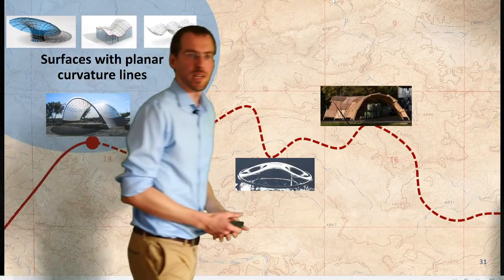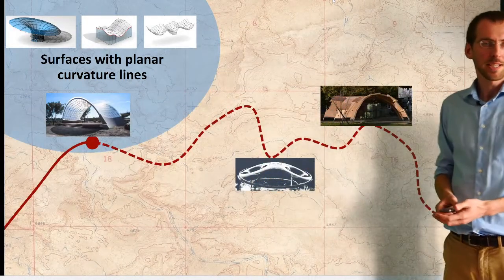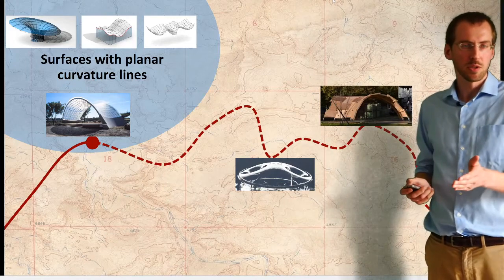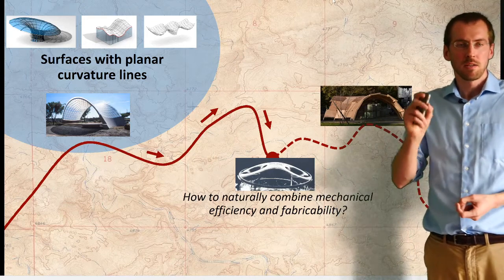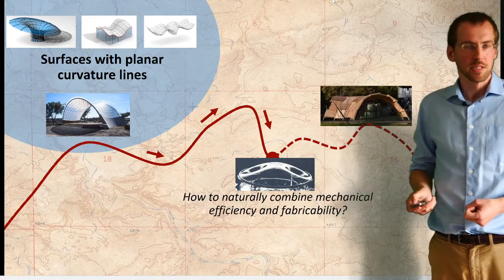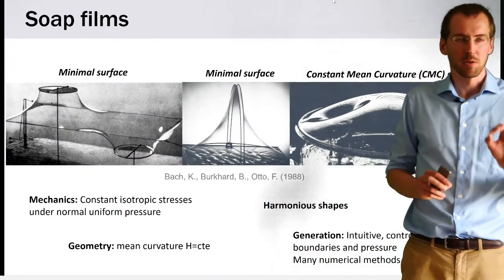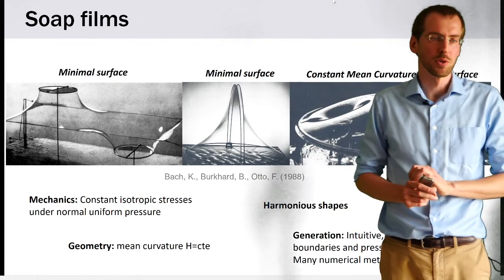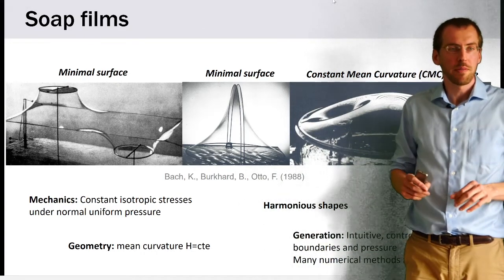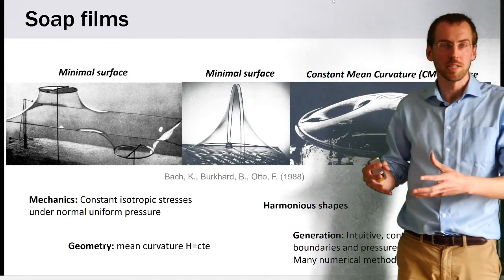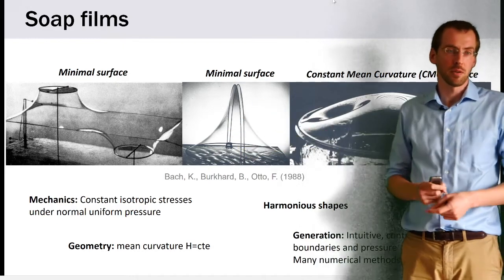Okay, so this was about the study of surfaces with planar curvature lines. Now the next stop of our trip will get us to soap bubbles, and we'll wonder how we can naturally use their structural efficiency to design a curved structure. So soap films are particularly interesting from a mechanical point of view because they're able to resist a uniform pressure with constant isotropic stresses. That means that there is no stress concentration anywhere on any of these surfaces.